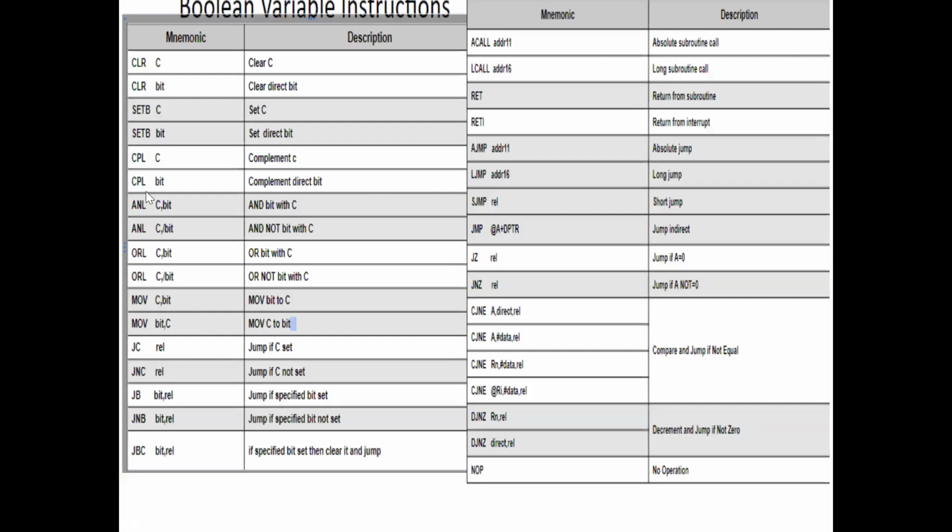And these are my Boolean variable functions: clear C, set the particular bit, complement the bit, ANL, that is the AND operation. Here also we have these three things: AND, OR, exclusive OR. And here also CALL. Call means my instruction will jump from main to subroutine. Return means from subroutine back to main. That is the thing.